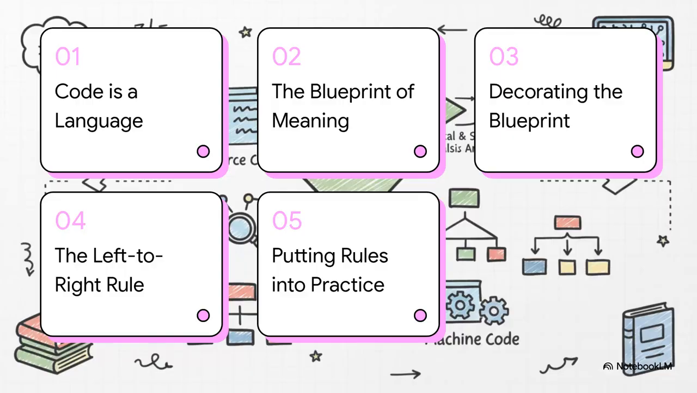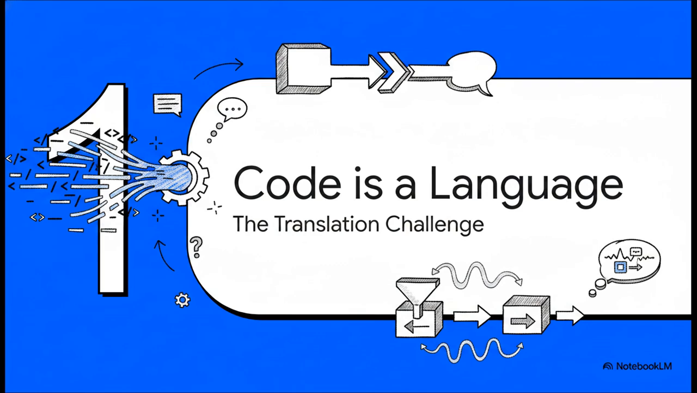Okay, so we're going to break this whole process down into 5 main ideas. We'll start with the simple fact that code is a language, and like any language, well, it needs a translator. All right, let's dive right into our first idea, this notion that code is a language. And, just like any language, it comes with a fundamental challenge of translation.